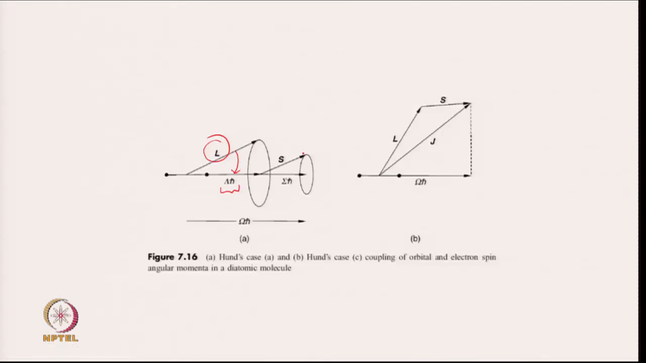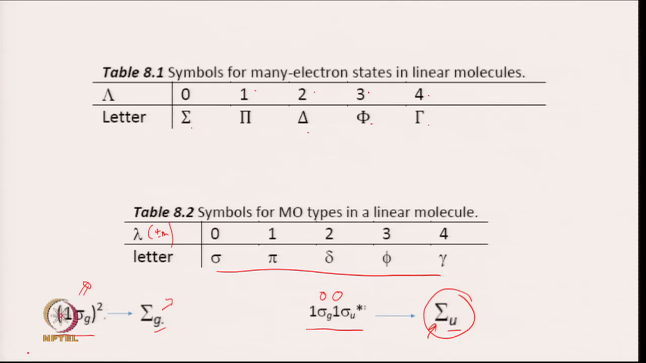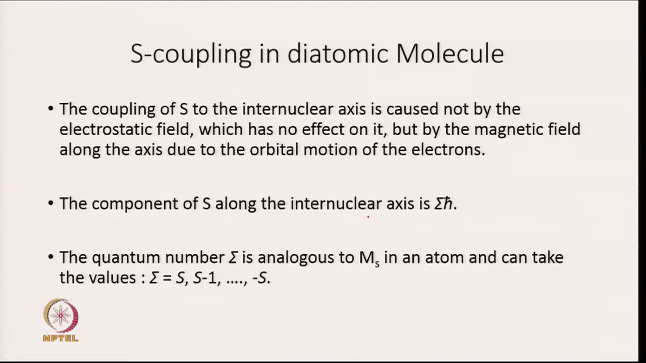Although the electrostatic field does not have an effect on S, we still have to look at the component along this axis, because the LS coupling will be in this direction only, because L is in this direction. And so the component of S along the internuclear axis is sigma h cross, and the quantum number sigma is analogous to ms in an atom and can take values from S to minus S.